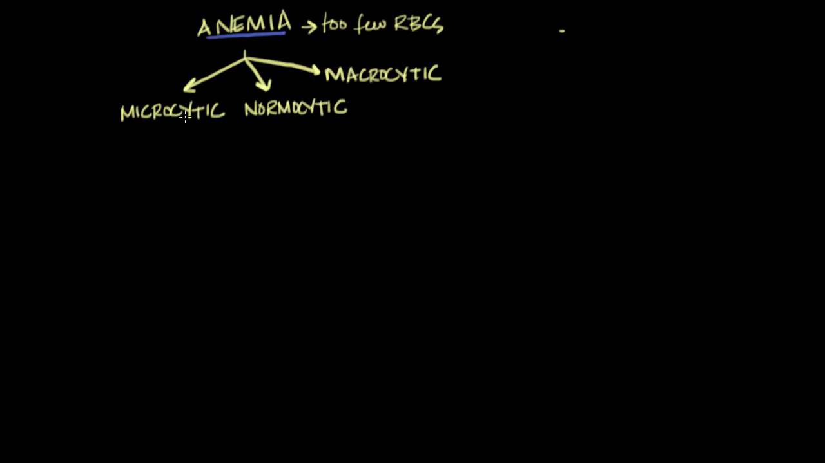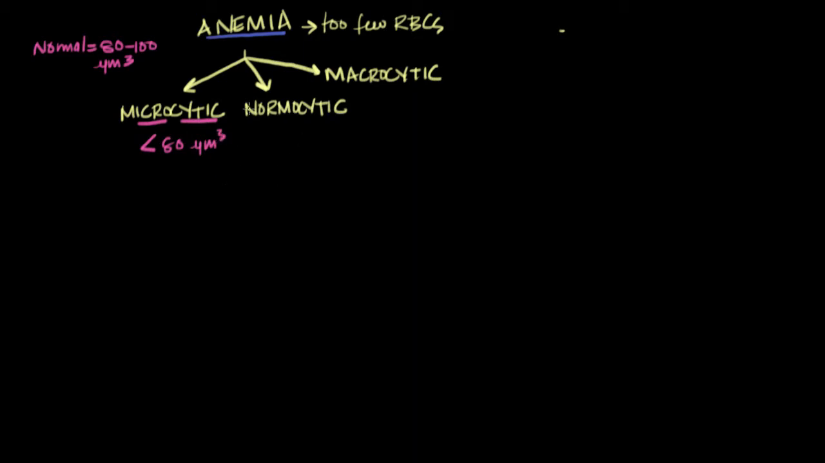So what do I mean by that? Well, in microcytic anemia, you have small cells, small red blood cells. Well, how small is small? A normal red blood cell is anywhere between 80 to 100 micrometers cubed. So in microcytic anemia, you end up with red blood cells that are less than 80 micrometers cubed.